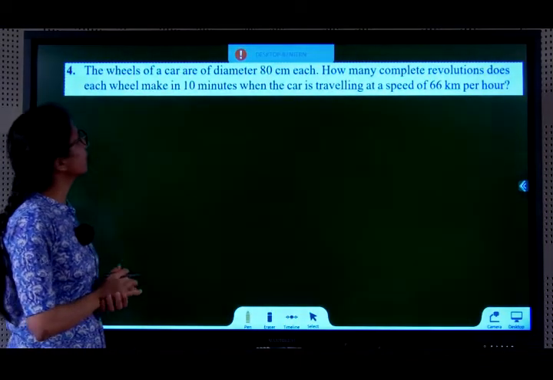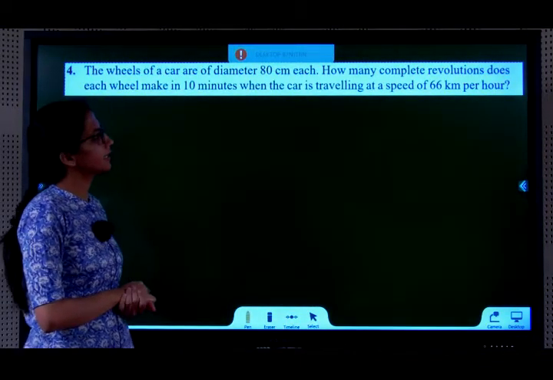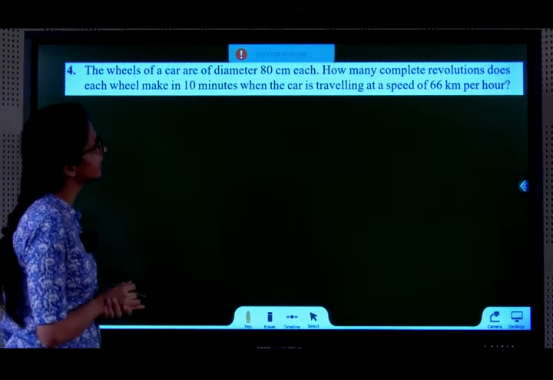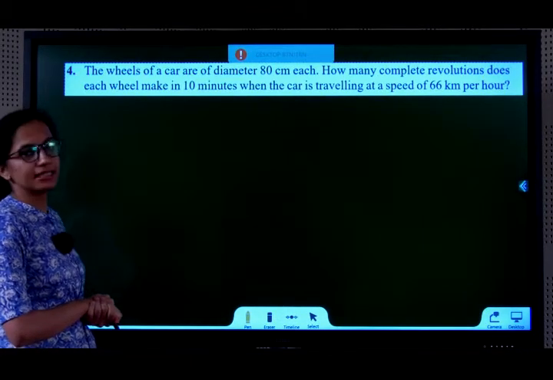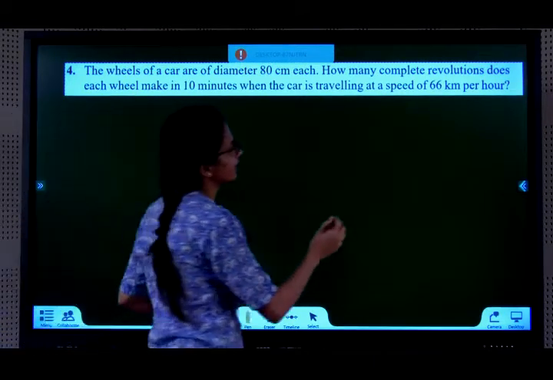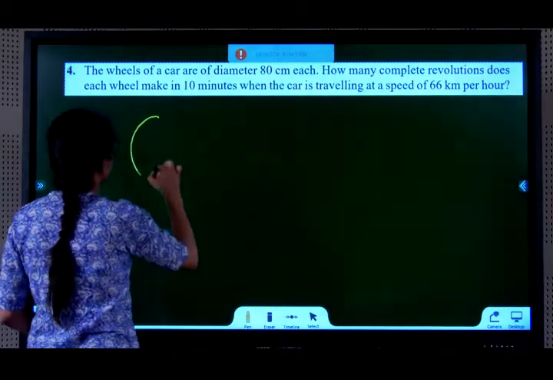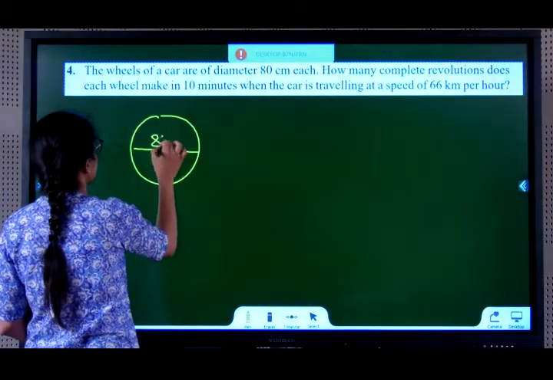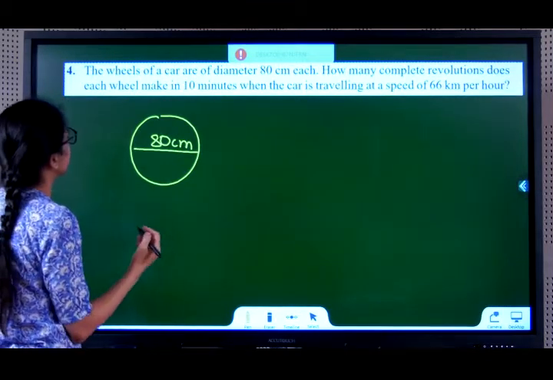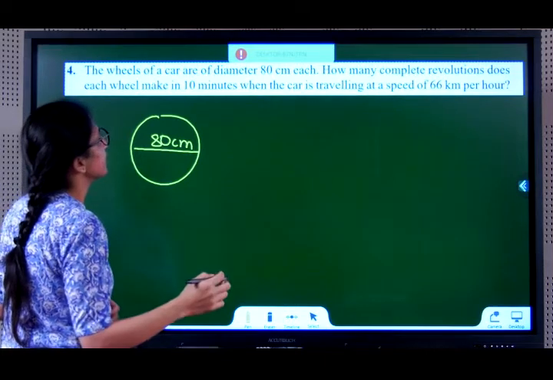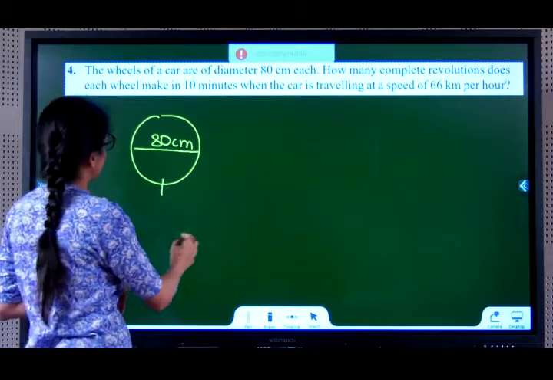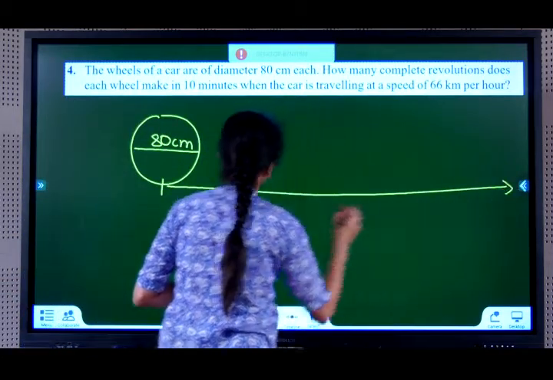Question 4. The wheels of a car are of diameter 80 centimeters each. How many complete revolutions does each wheel make in 10 minutes when the car is traveling at 66 km per hour? So we have a wheel with a diameter of 80 centimeters. How many complete revolutions does each wheel make in 10 minutes when the car is traveling at a speed of 66 km per hour?